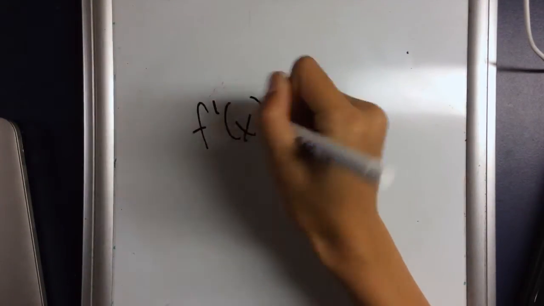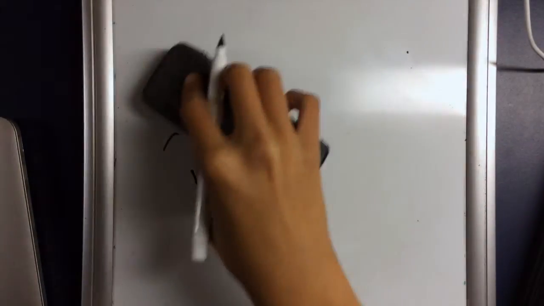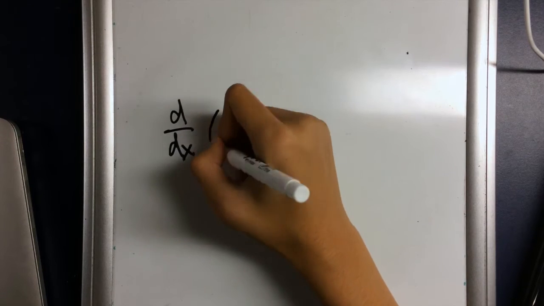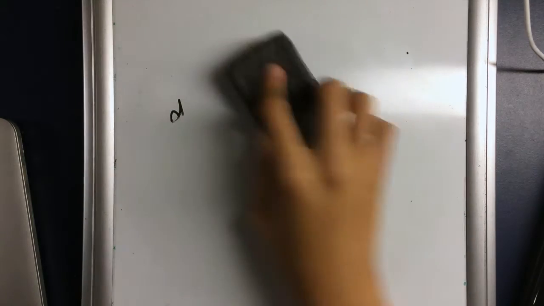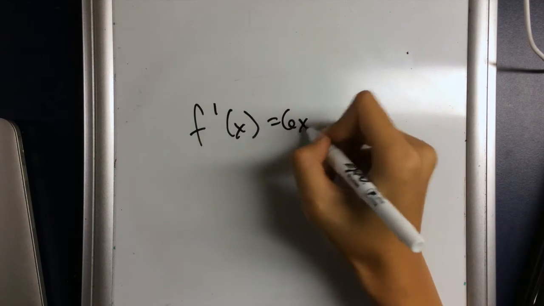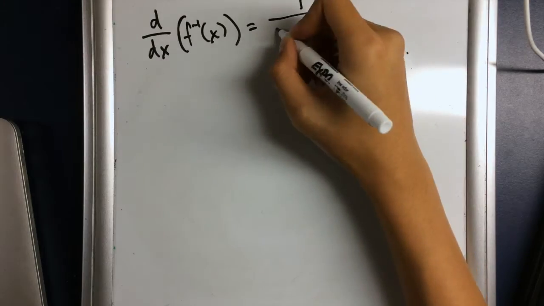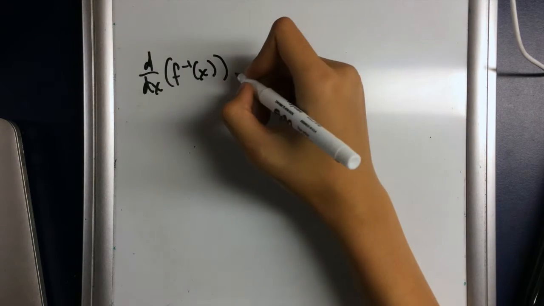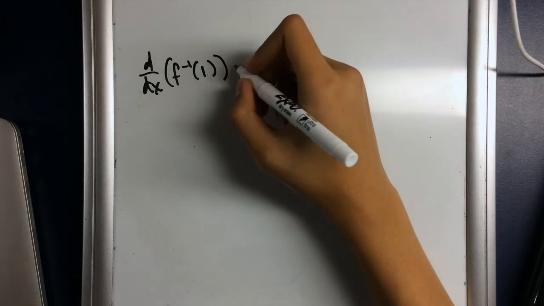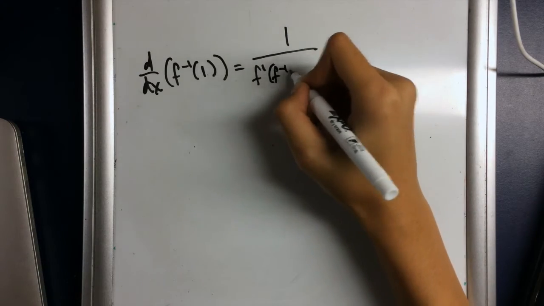Step 2 is to find the derivative of the given function. And I'm just going to assume that you guys already know how to find a derivative of a function, and so the derivative of 3x squared plus 11x plus 7 will be equal to 6x plus 11. And now the third and final step would just be to solve using the equation that I gave you earlier. And since we're told to find the inverse derivative when x is equal to 1, we plug in 1 for x and we solve.